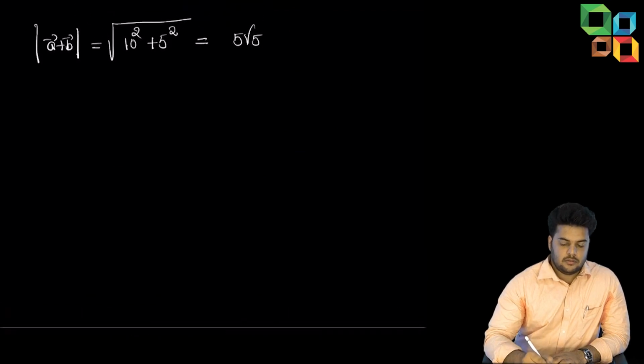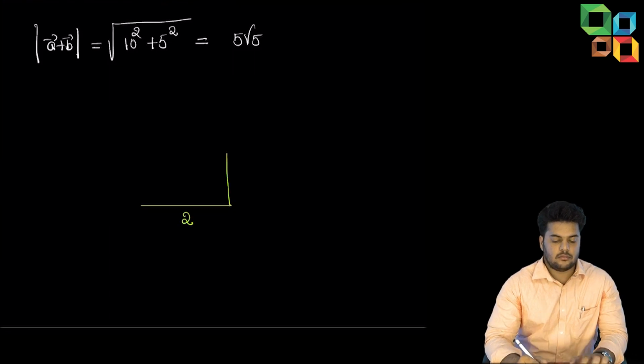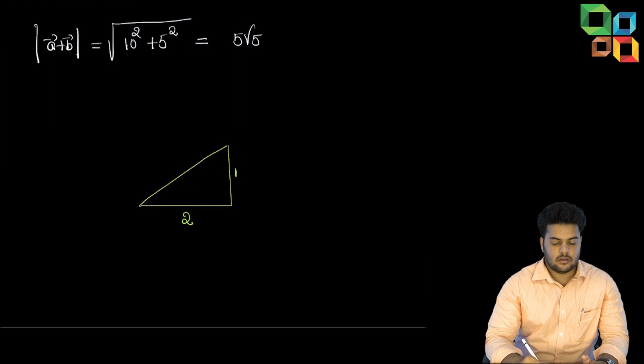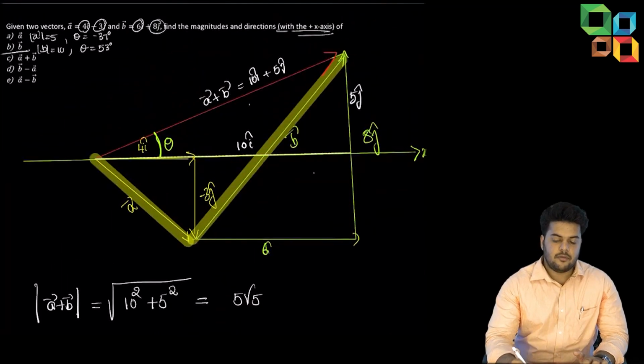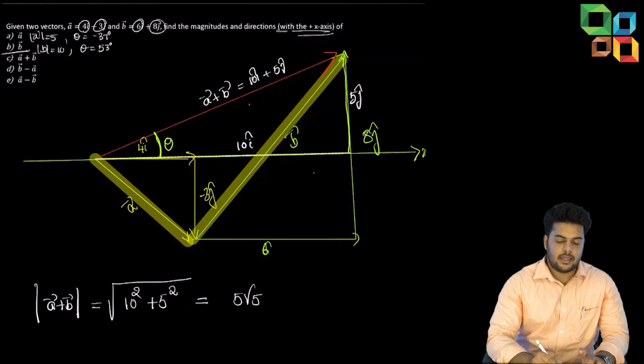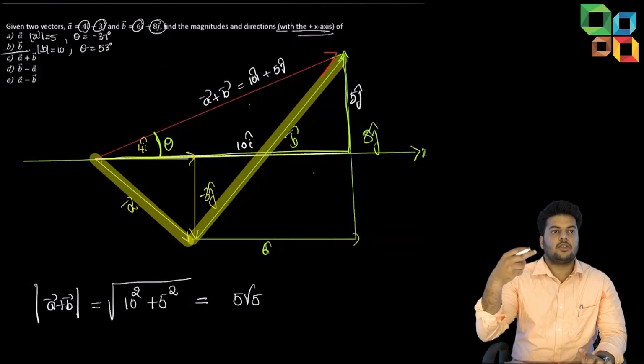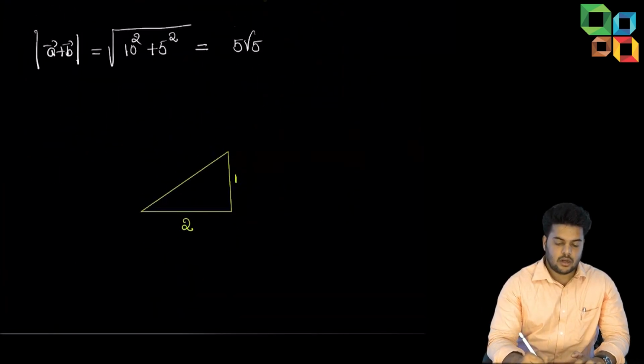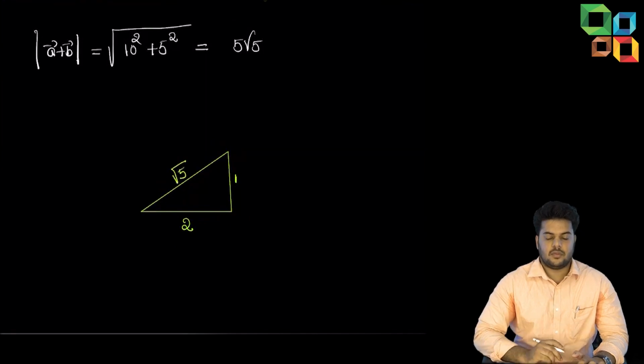Just draw this for me. Draw a side length of 2 and a height of 1. I'm drawing a similar triangle, a triangle similar to the previous one in the question. You see, Rachit, I have 5 magnitude over here and 10 over here. 5 and 10 are in the ratio 1:2, isn't it? So if I find the angles for this triangle, 1 squared plus 2 squared, this would be root 5. That would be root 5.